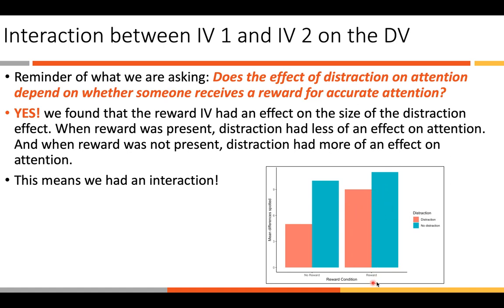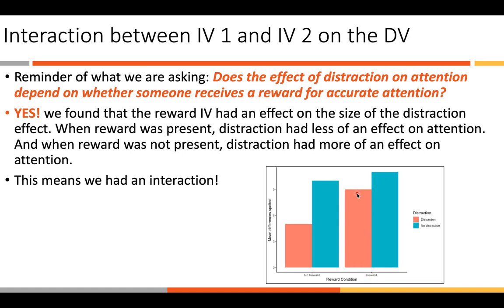So we can see here that in the reward condition, we have a small effect of distraction. Distraction reduces performance a little bit in the reward condition. But it still seems like our distracted people, our salmon bar, still perform pretty well because they're getting rewarded. They have this internal motivation to maybe fight through the distraction and still do well. So distraction reduces performance slightly in the reward group.